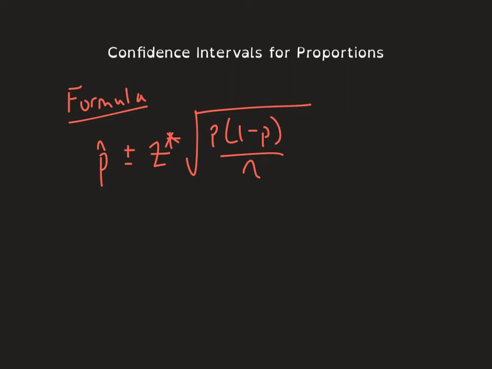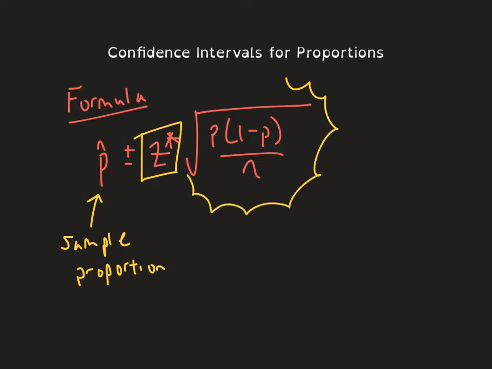And basically the idea is what each of these things mean. P hat is the sample proportion, just like it was before. That's the value that you can actually obtain from a sample. Sample proportion. Z star we'll talk about in just a second here, but then this piece, that is just the standard deviation formula of the sampling distribution. So let's talk about what that means.